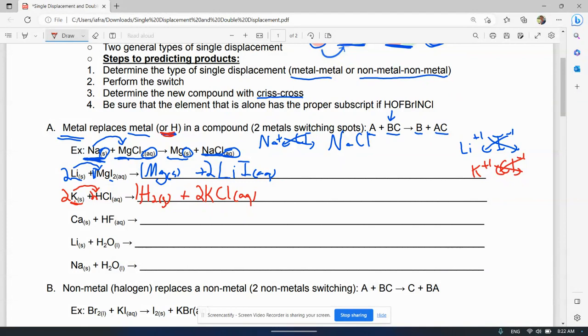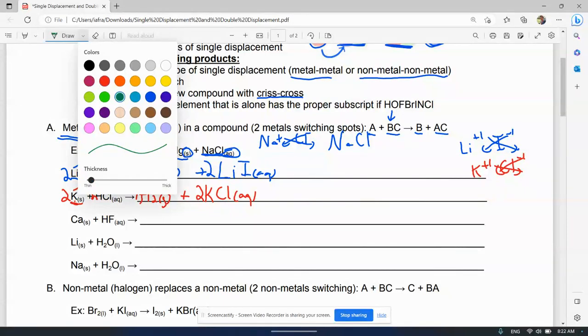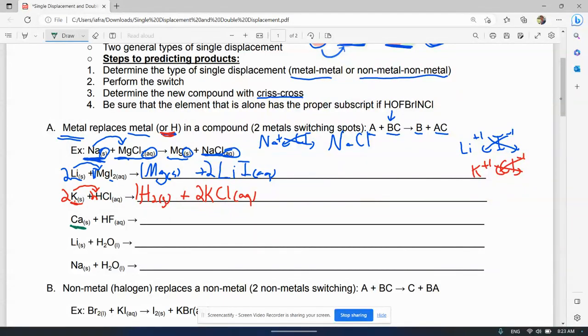You can try the next one. Very straightforward, similar to what we did earlier. Just be careful with crisscrossing. So pause it, then unpause and check if you're on the right track. So once again, we have a metal that's alone. And so the metal is going to kick out the metal or H, and in this case, it's an H. And as you know, H, when it's written alone, has to be H2 gas because it's a Hofbrinkel, right?